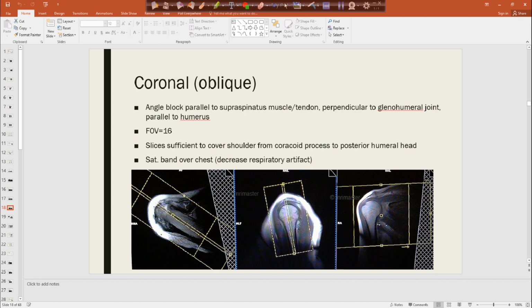Coronal, we want to be parallel with that supraspinatus muscle here. You want to get slices from the coracoid process to the posterior humeral head. So make sure you're basically including all the muscle. They're not so concerned about that soft tissue, that subcutaneous fat.